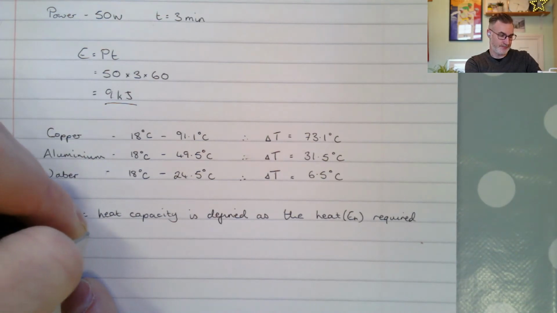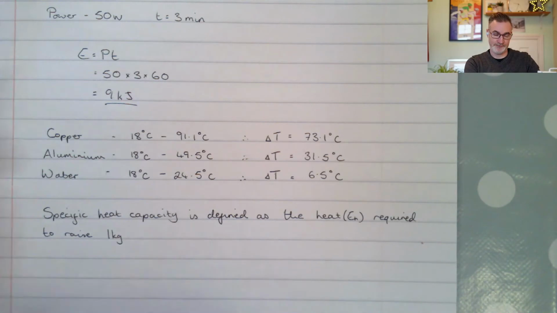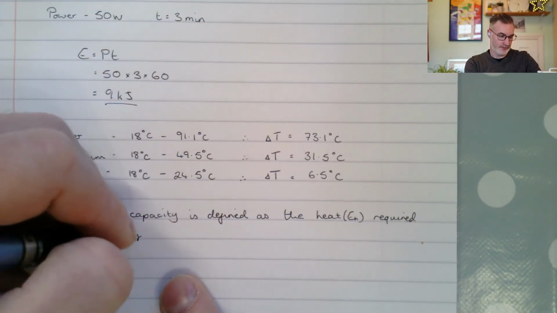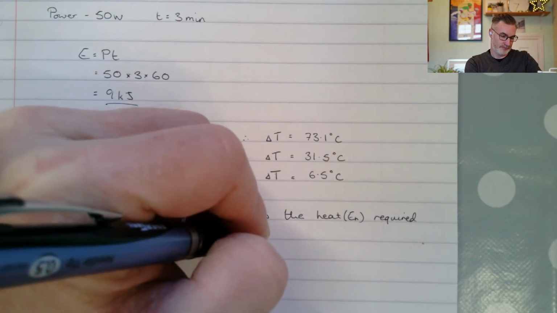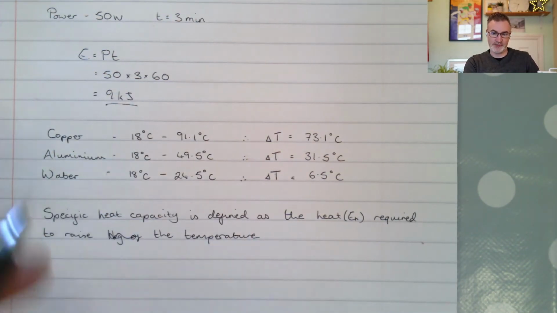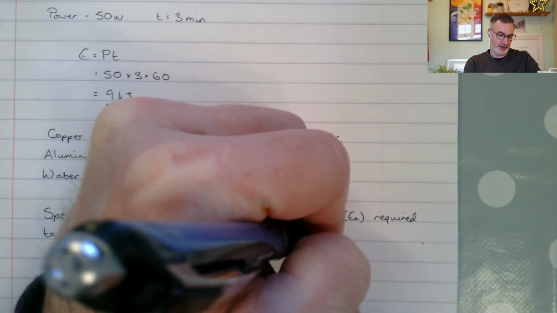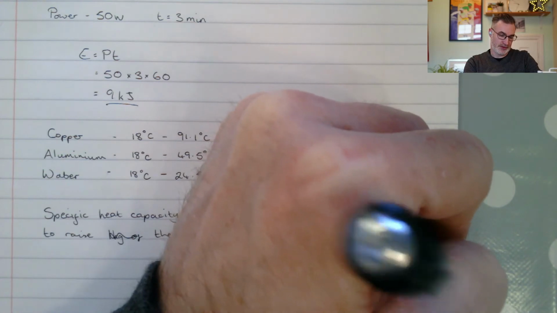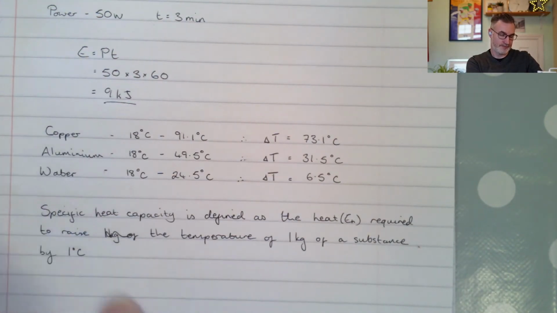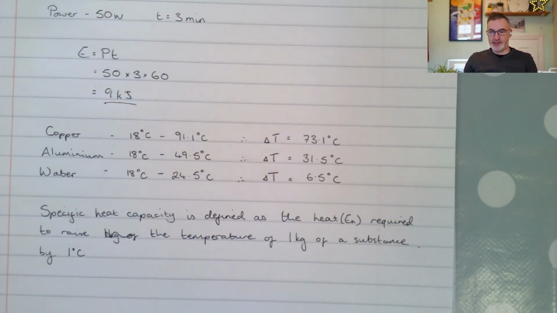to raise the temperature of 1 kilogram of a substance by 1 degree C. Okay, so each material will have its own specific heat capacity, and as a definition which you should go and learn, the specific heat capacity is the amount of heat energy required to change the temperature of 1 kilogram of that substance by 1 degree C.